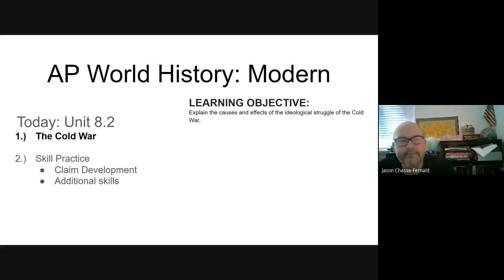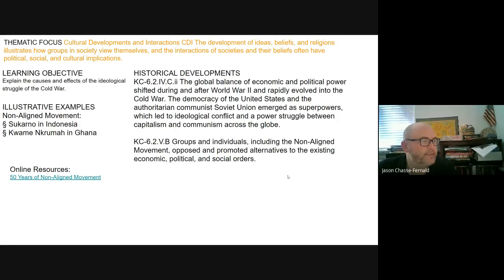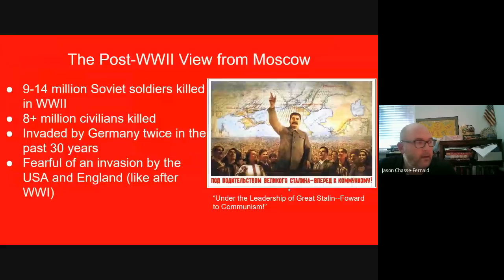Our learning objective is to explain the causes and effects of the ideological struggle of the Cold War. And we're going to do some claim development, sourcing, and other skill practice as well. So here's a look at the standards. We're also going to explore the non-aligned movement a little bit today. There's going to be a little overlap from the last video, so I apologize for that. All right, so looking at the Cold War, the post-World War II view from Moscow.